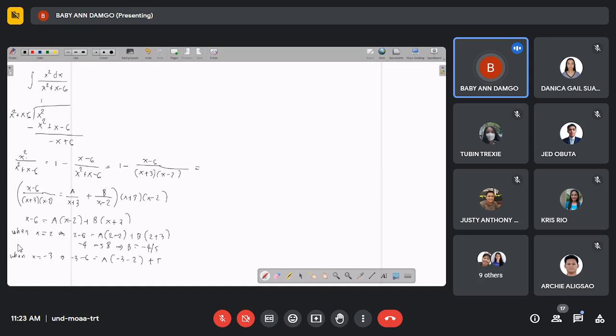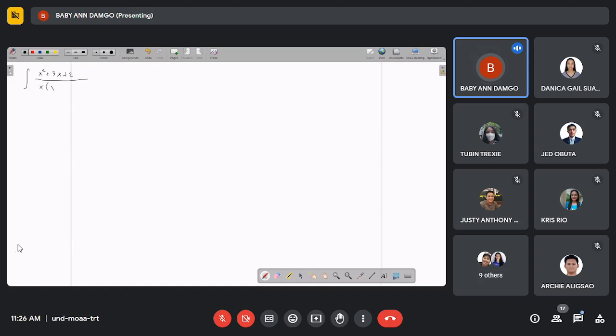So, another practice. So we have the integration of x squared plus 3x plus 2 all over x times x squared plus 2x minus 1 dx. Okay, so I will give you 10 minutes to solve this. Time check, it's 11:27, so balik ta mga 11:37.